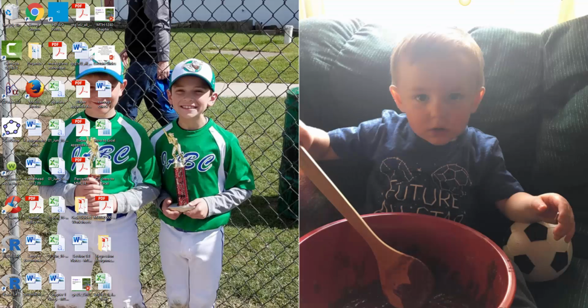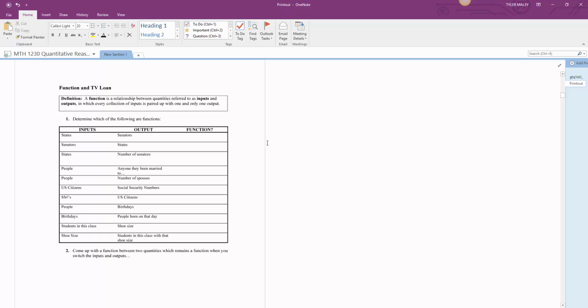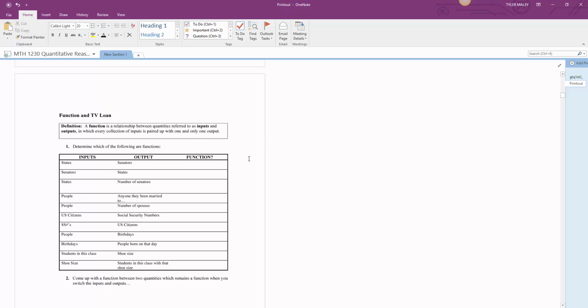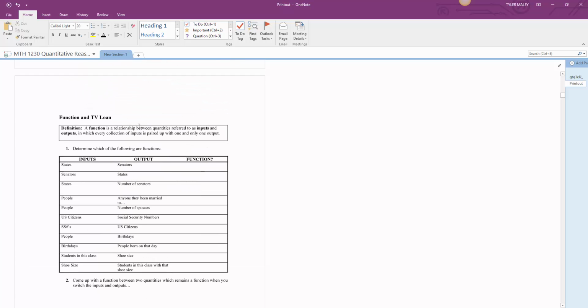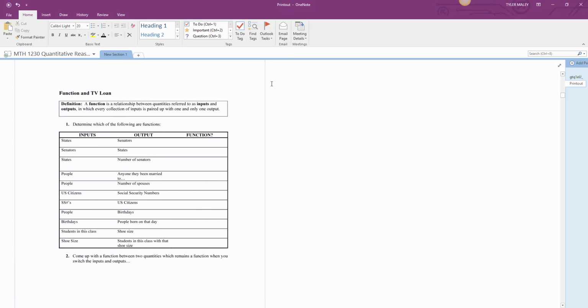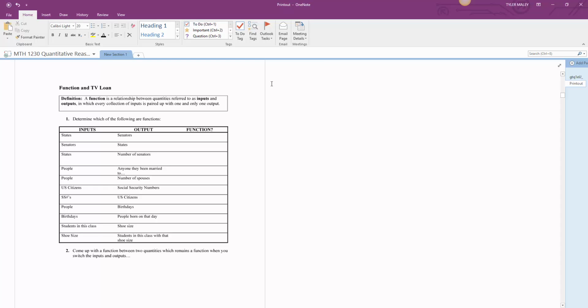I downloaded them into OneNote so that way I could write on this for lecture. So again, I want to go over the function and TV loan worksheet. So it's on page 5 in the workbook. Right. So the main content of this worksheet is from section 1.1. So the main idea is looking at what a function is, right? So at the top here we have a definition.